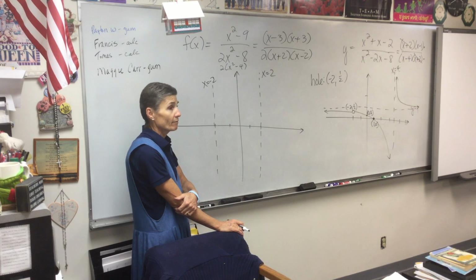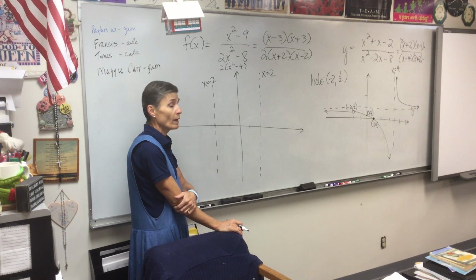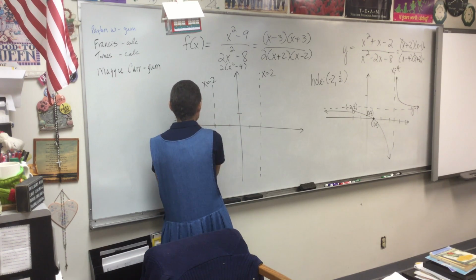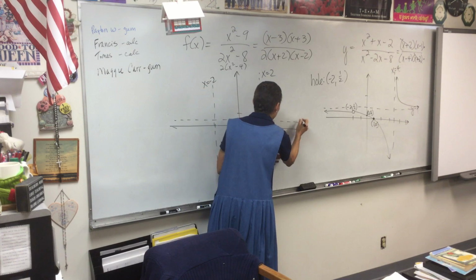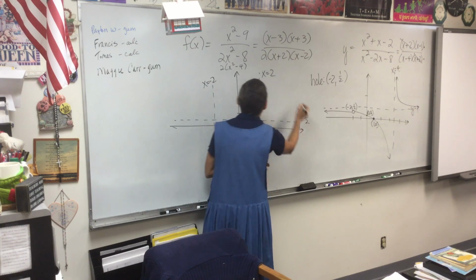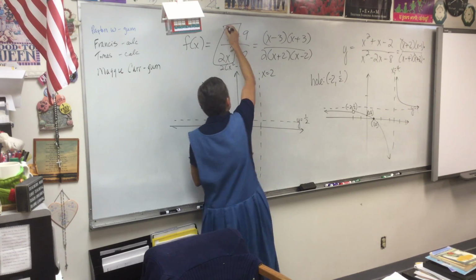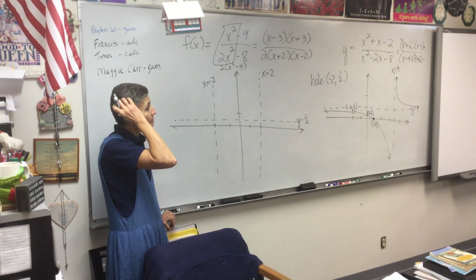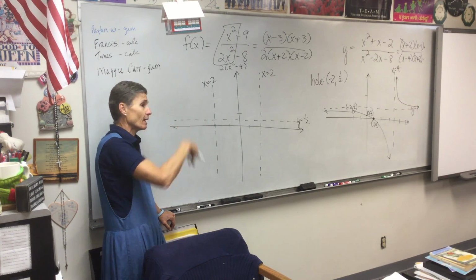All right, what else do I have? A horizontal asymptote, where? At 1/2. I have a horizontal asymptote at y equals 1/2. That's not new. We did that a long time ago.